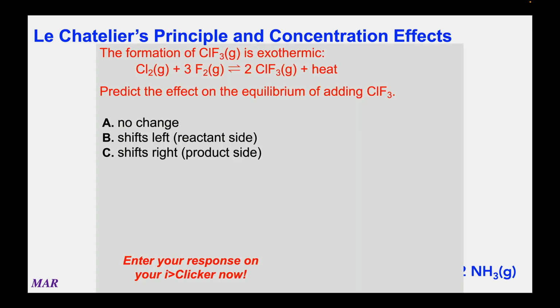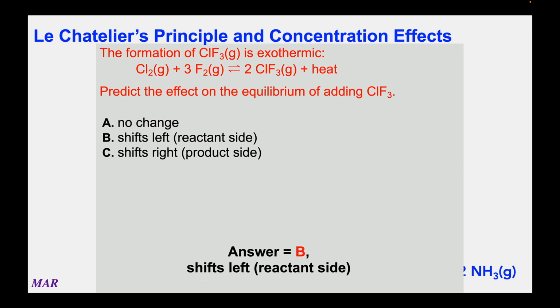Same question, but a little bit different perturbation. Same reaction. What's the effect upon adding chlorine trifluoride, adding a product? Well, adding a product means you're going to shift to the opposite side. We're adding a product, so it's going to shift to the reactant side. That would be a shift to the left. So adding something, it'll move to the opposite side of what you're adding.